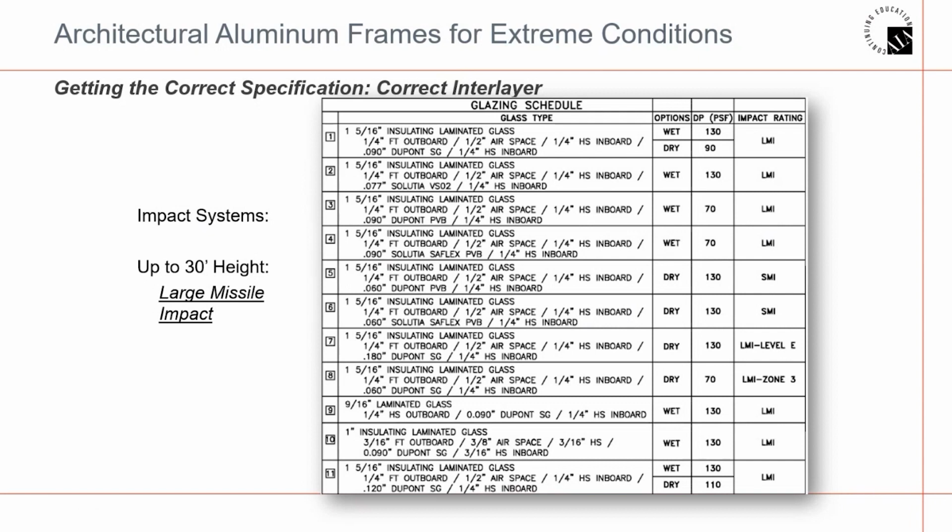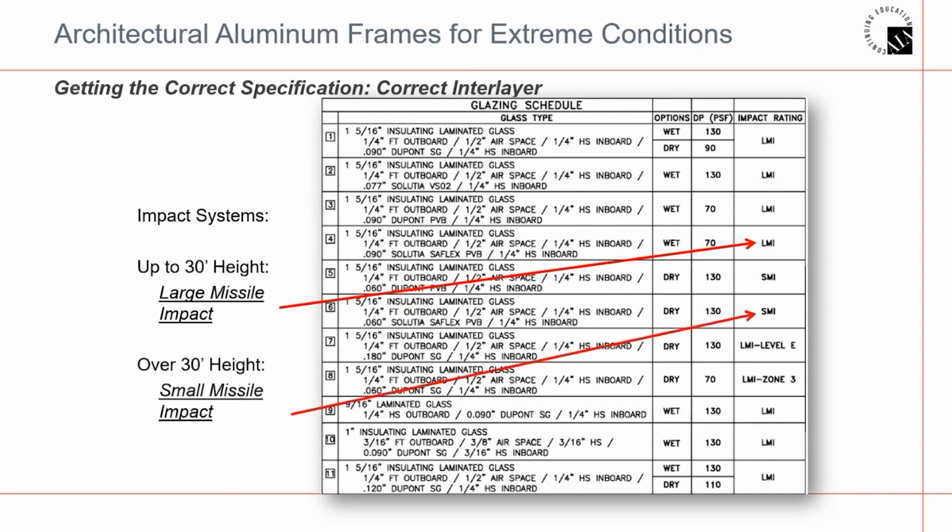This distinction is also made in the test. Here you can see pointed out under the column titled Impact Rating. This was a large missile test for elevations from ground up to 30 feet. Here's an example of a small missile test where the application was from 30 feet above grade on up. Be certain that you select the correct test relevant to your project.